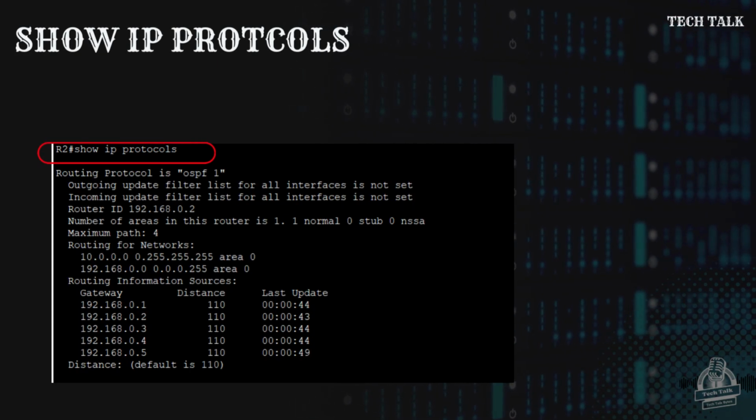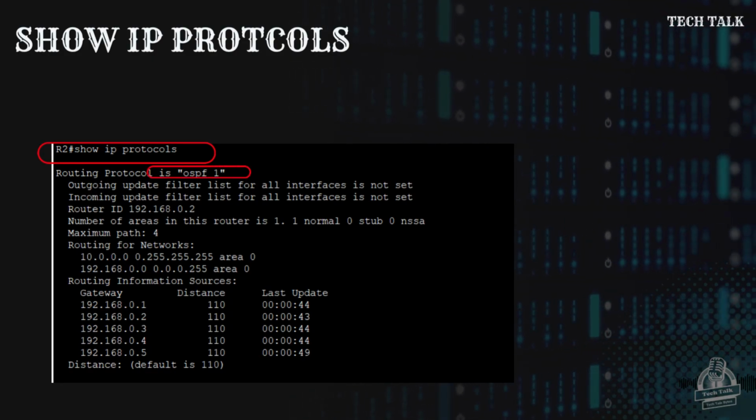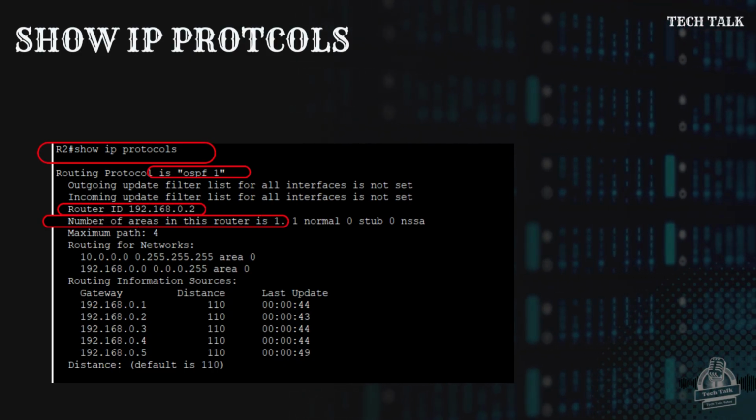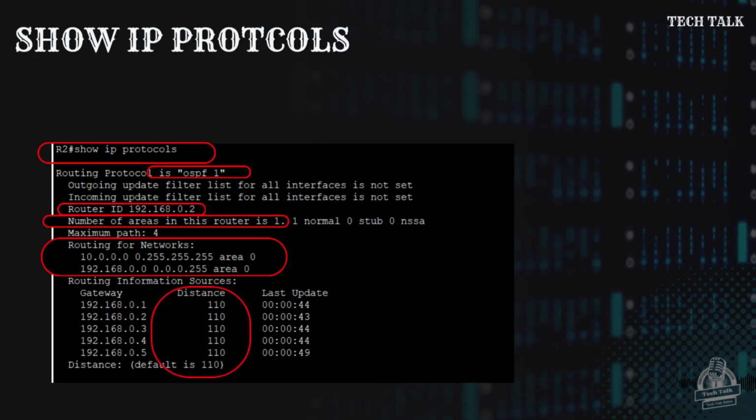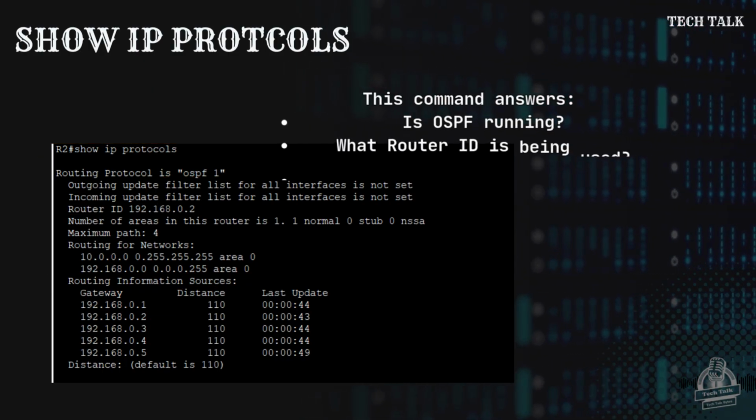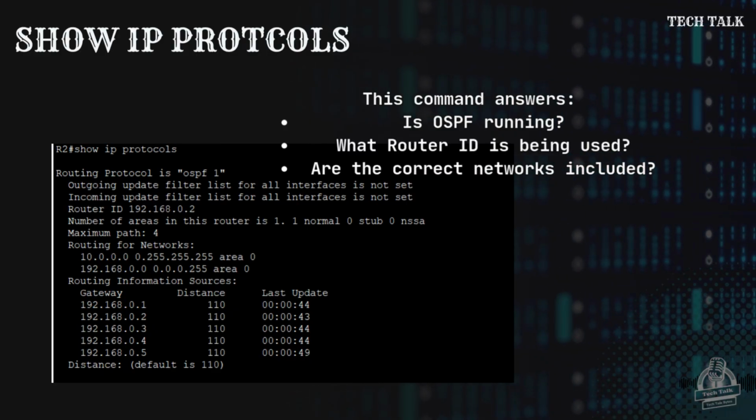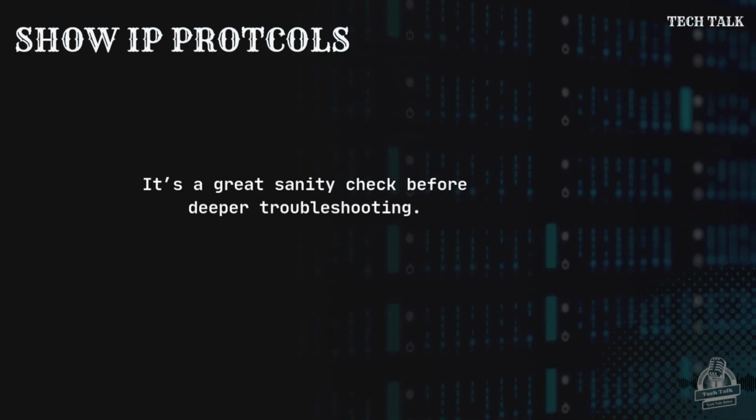Show ip protocols gives you a summary view of routing protocols. It shows OSPF process ID, router ID, areas, advertised networks, and administrative distance. This command answers, is OSPF running? What router ID is being used? Are the correct networks included? It's a great sanity check before deeper troubleshooting.